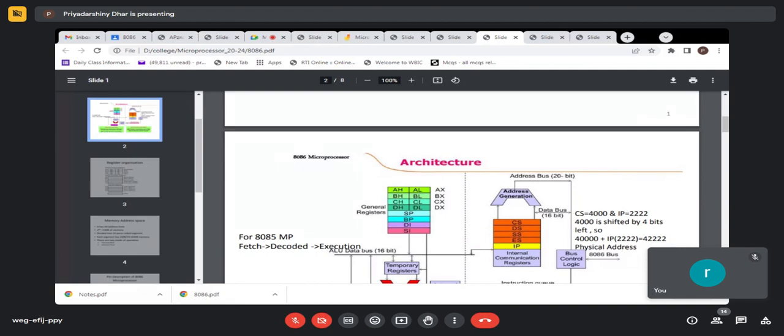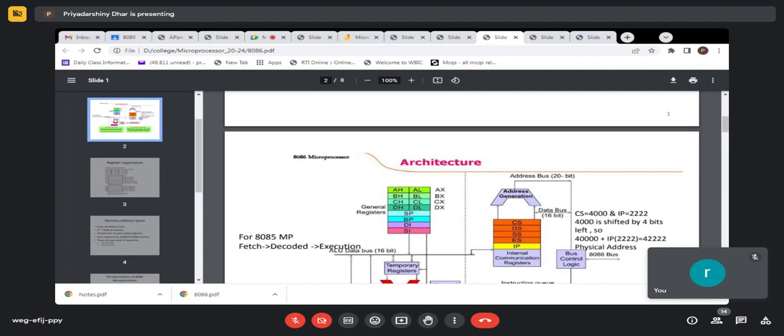But AX holds 16 bit. Okay, but AH holds 8 bit. Clear? Data here is 16 bit. Data is not 8 bit. For the 8086 microprocessor, data is 16 bit, because the data bus is 16 bit. It can process 16 bit data at a time. So the register is 16 bit.